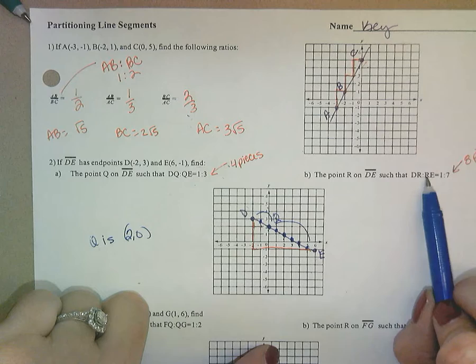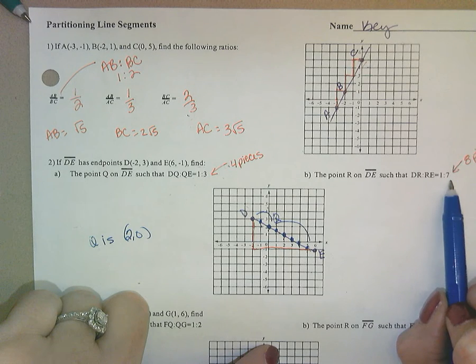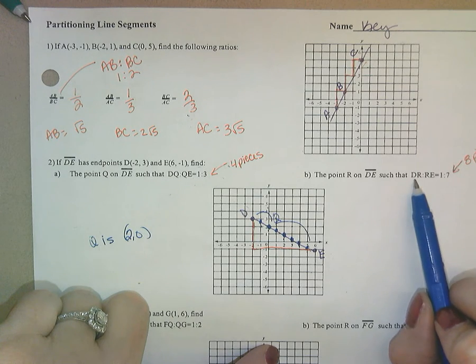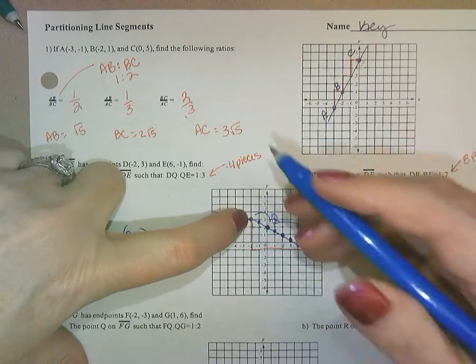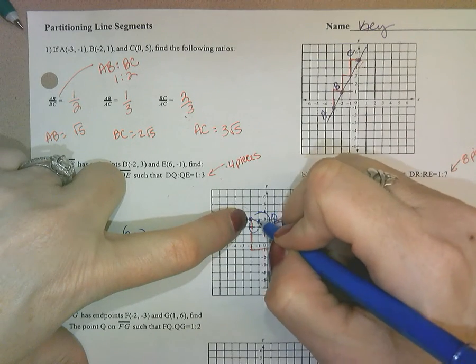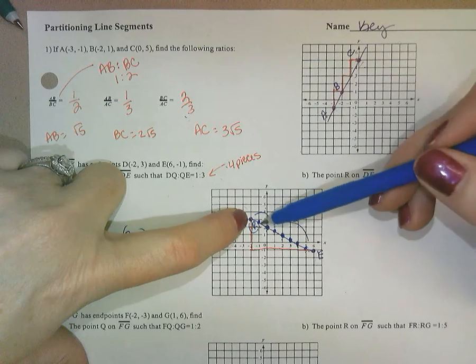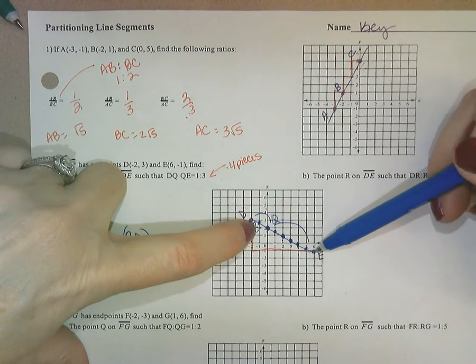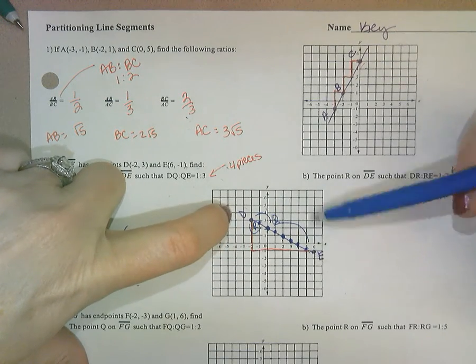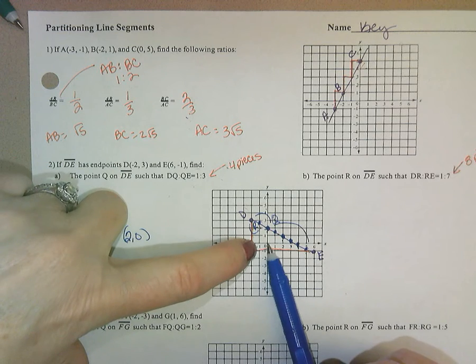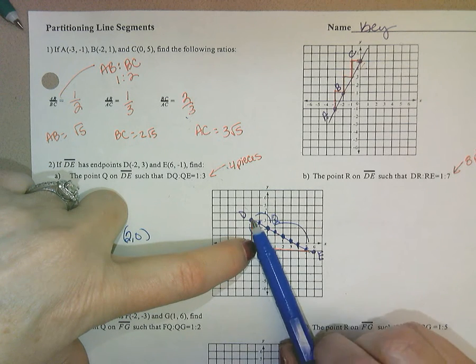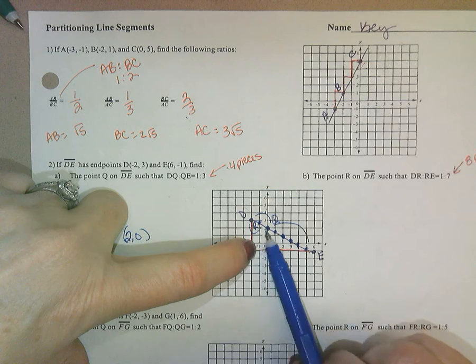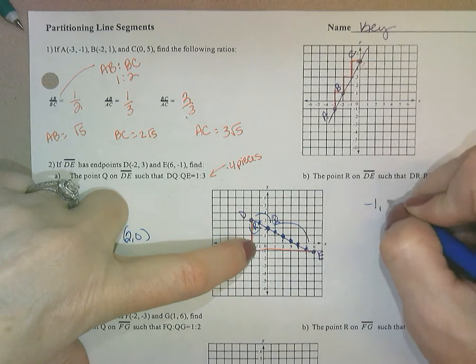Now I need to put R on here such that it's in a 1:7 ratio. Okay, so I'm starting at D, and I want to go 1 over and put R right here. So that's 1 piece, and now RE is 7 pieces, a 1:7 ratio. So I have to think about where this point is. It's at -1, and it's halfway between 3 and 2. So -1 and 2.5.